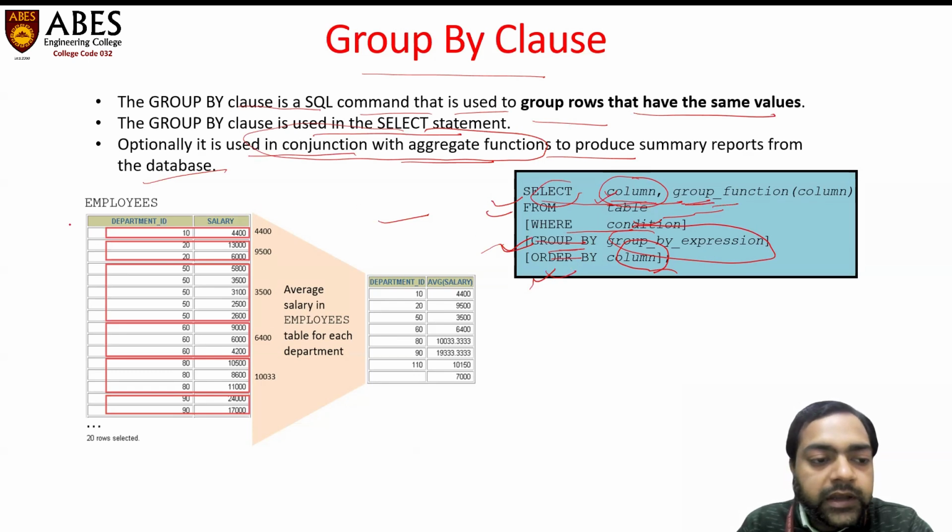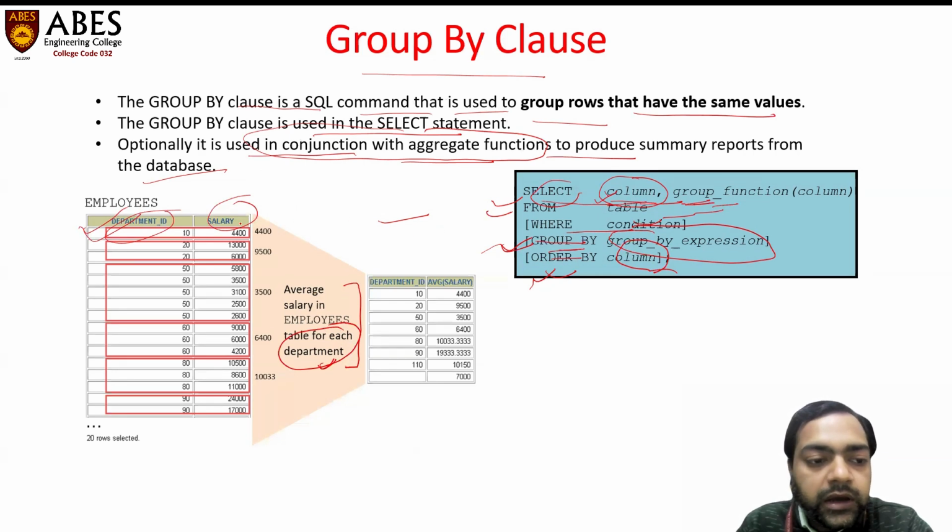Now if we take an example here, we have department ID and we have salary. So now what we need to do is find the average salary in the employees table for each department. What we need to understand here is that we need the average salary for each department.